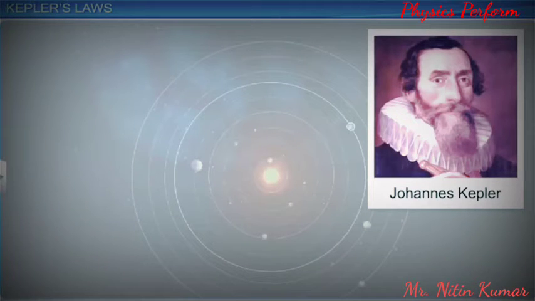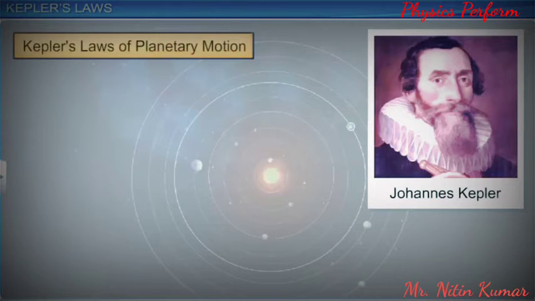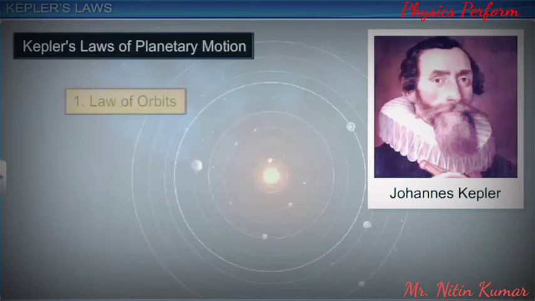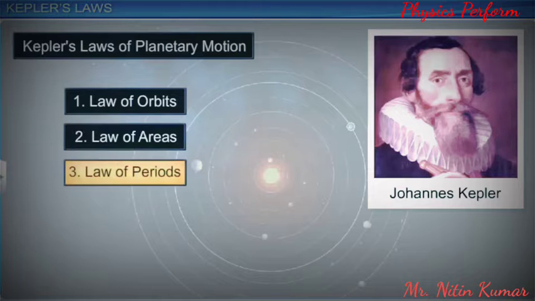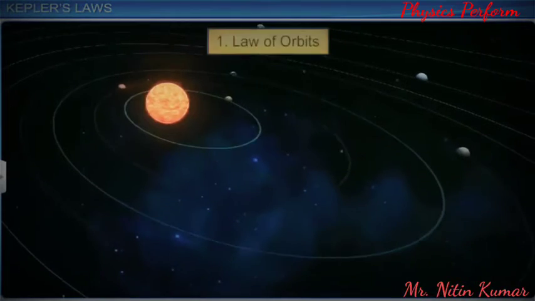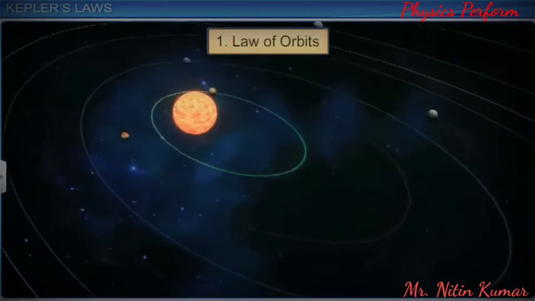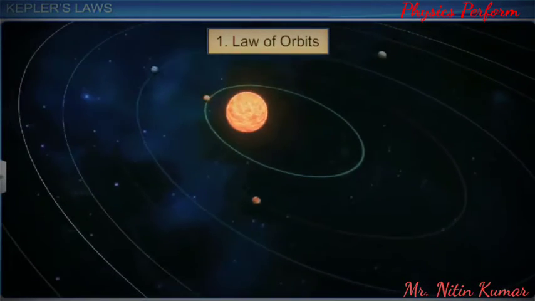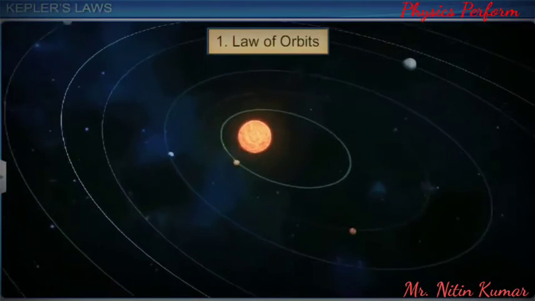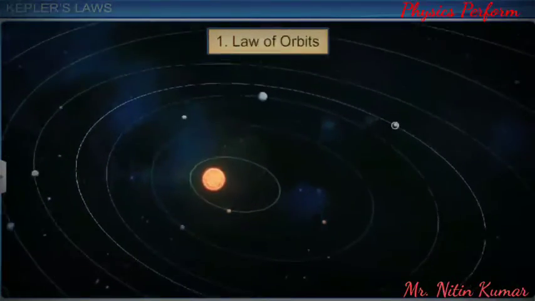Formulated the three famous laws of planetary motion that have been named after him. They are the law of orbits, the law of areas, and the law of periods. The first law, the law of orbits, states that all the planets revolve in elliptical orbits with the Sun at one of the foci of the ellipse.